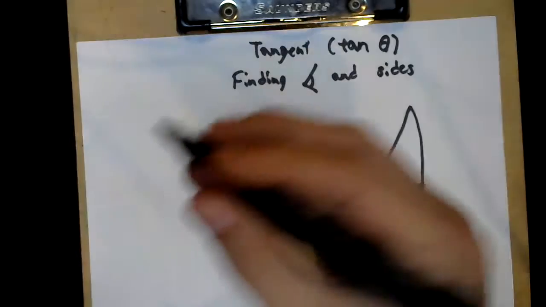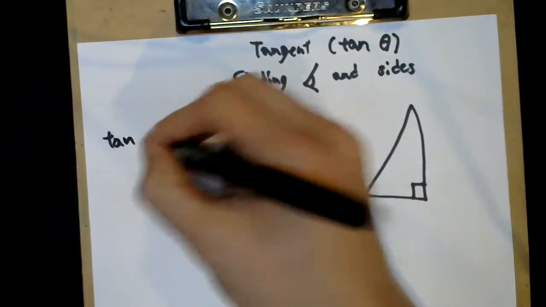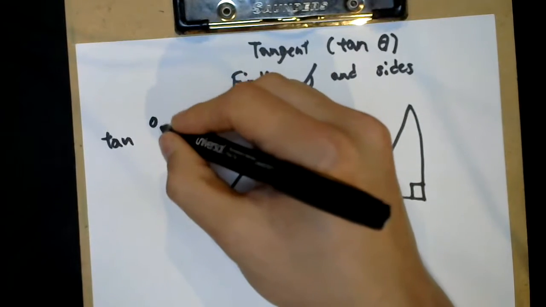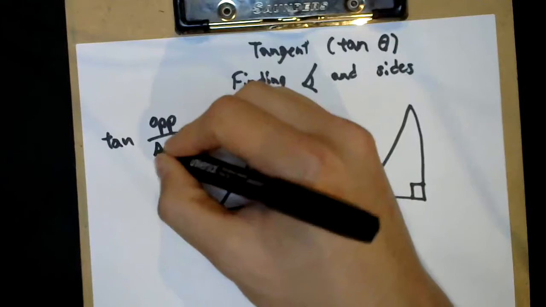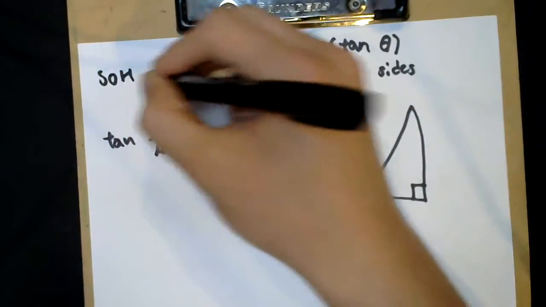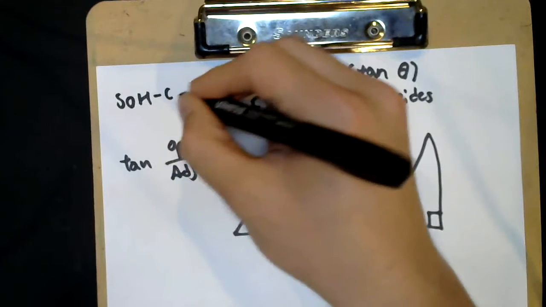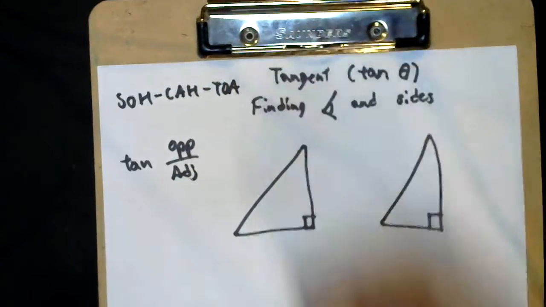Quick review of what tangent is: opposite over adjacent, or the TOA in the SOH CAH TOA acronym.